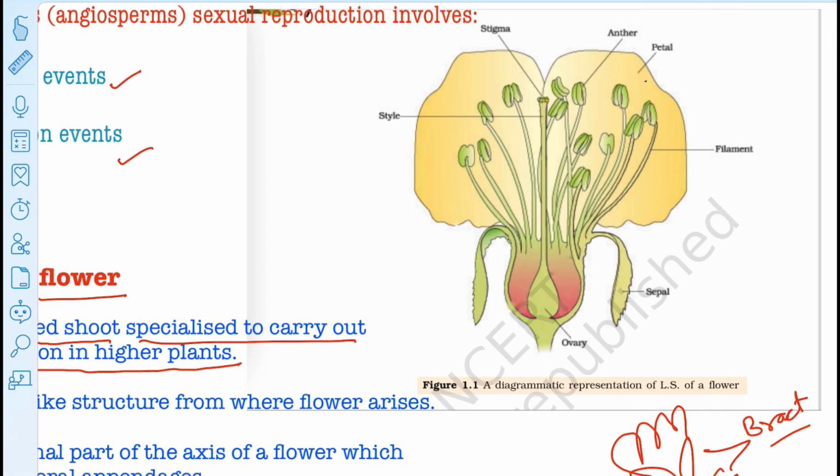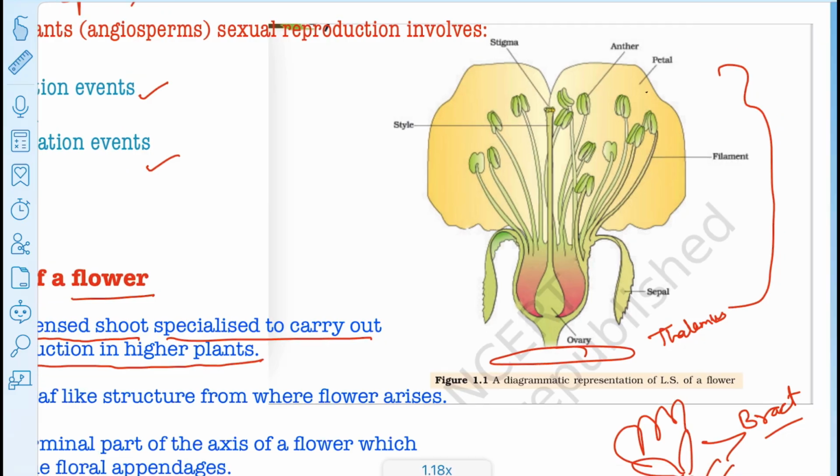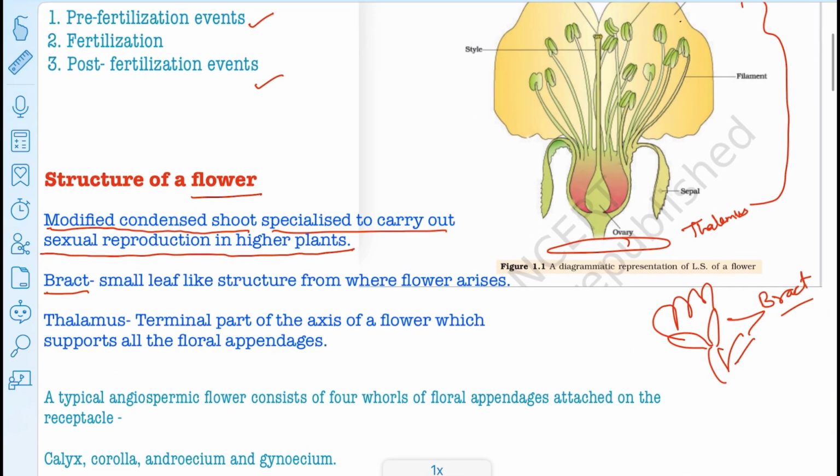Now let's focus on this diagram of a flower. This is a typical angiospermic flower. Here you can see there are many parts, and all the floral appendages are supported by a structure known as thalamus or receptacle. What is thalamus? Thalamus is the terminal part of the axis of a flower which supports all the floral appendages.